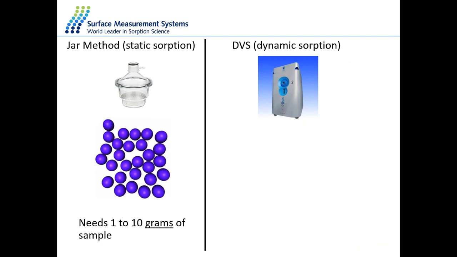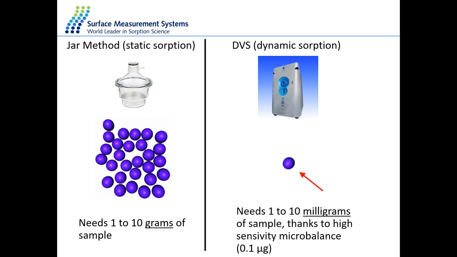So the difference between the two techniques is mainly based on the amount of sample required to perform the experiment. A jar method will require grams of sample. It's laborious work in which you have to move the sample in and out. So a bigger amount of sample will allow you to collect more accurate data because you will reduce the error in the measurement. In dynamic vapor sorption, we use a microbalance. Consequently, we can load a smaller amount of sample, and that allows us to obtain a similar type of repeatability compared to a jar method without interfering with the measurement, but also allows us to use very, very tiny amounts of sample.